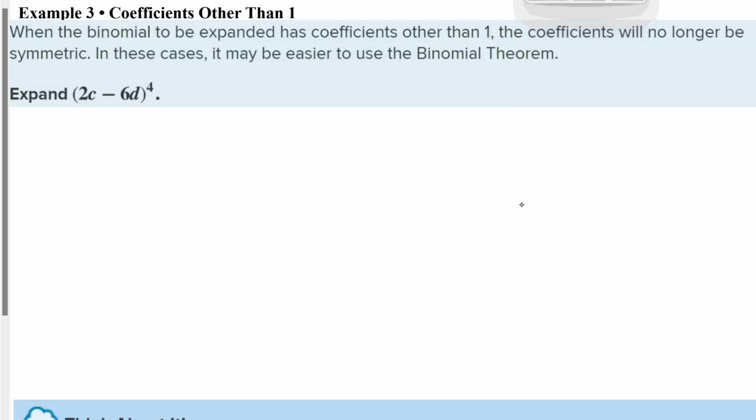From section 5, the last one, looking at coefficients other than 1. Normally we have x plus y raised to the 4th power or something like that. Then we could either use binomial expansion or Pascal's triangle. Right here we'd go down to the 5th row.